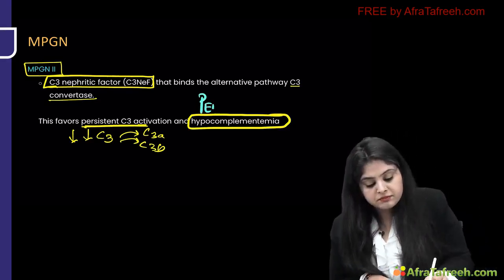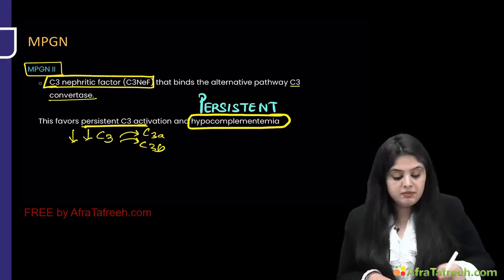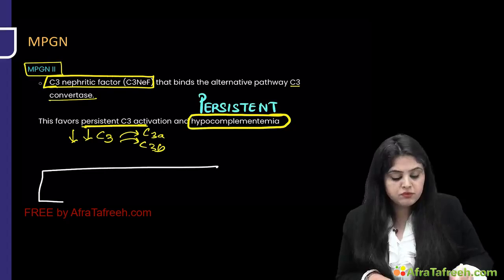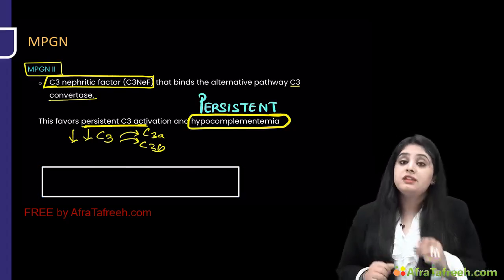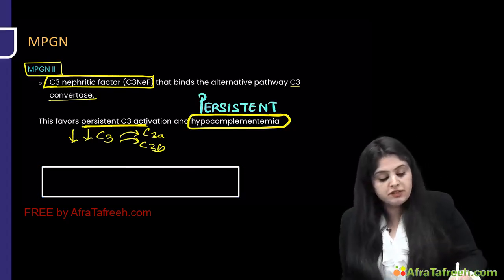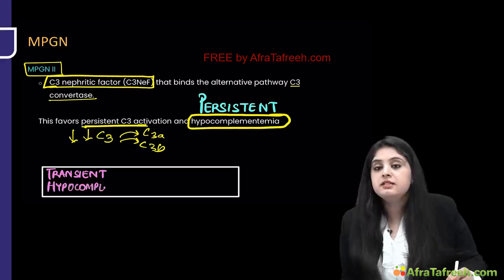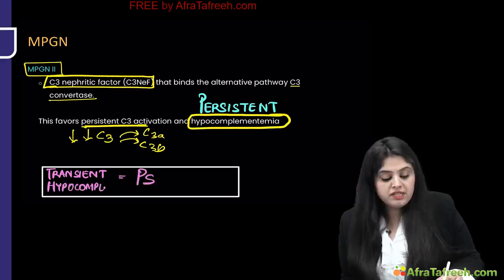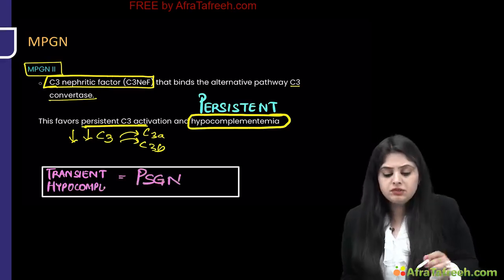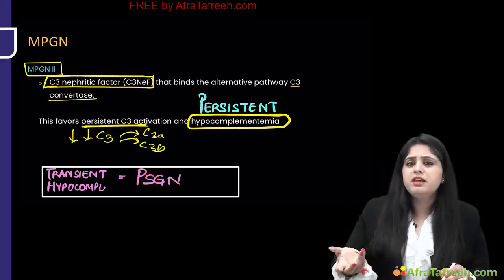Forever means there will be persistent hypocomplementemia, because that is one of their most favorite questions. When I started off this journey of nephrotics and nephritics, I asked you, where do you see transient hypocomplementemia? You told me it was PSGN, because PSGN was streptococcus related. Streptococcus will be there for 6 weeks.